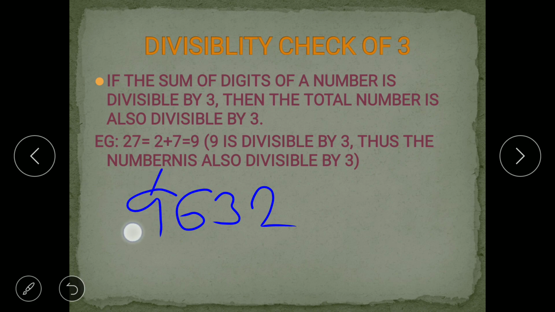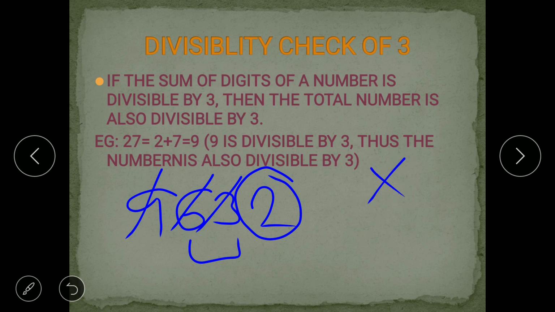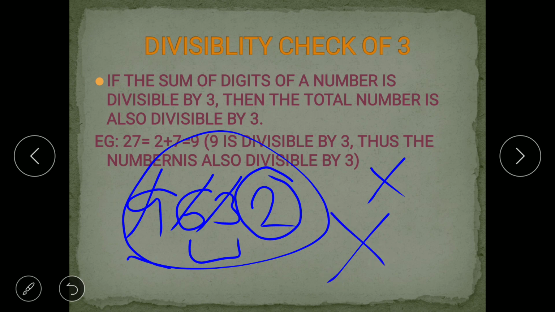See, here one 9 is there, cancel this out. 6 and 3 also makes 9, cancel these two out. We are left with 2. Now tell me, is 2 divisible by 3? No. So this total number will also be not divisible by 3. Clear?